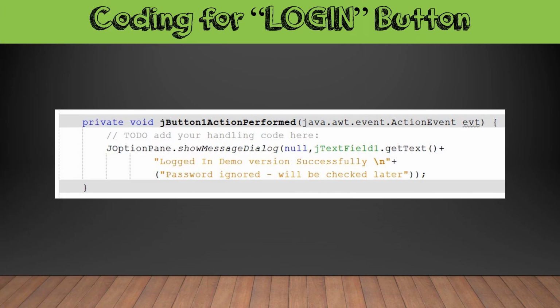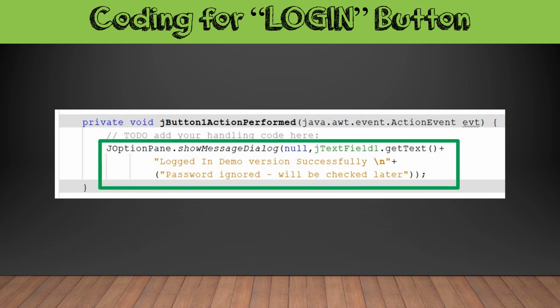So here is the coding for the login button. This part of the coding you will enter when you double click on the button, then you will be taken to the coding and you have to add this coding. Here you have to start with this coding. Also here you can see that I have used the JOptionPane. Some of the students might think that I have to add the JOptionPane component to the form before coding. But no, you do not need to do that.